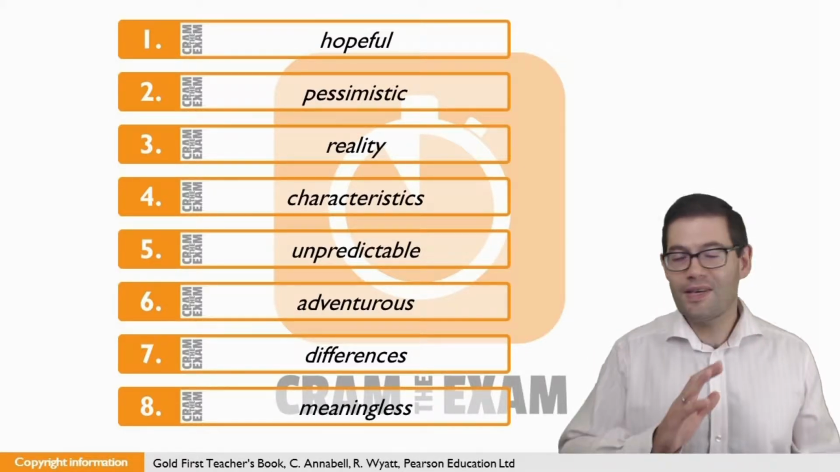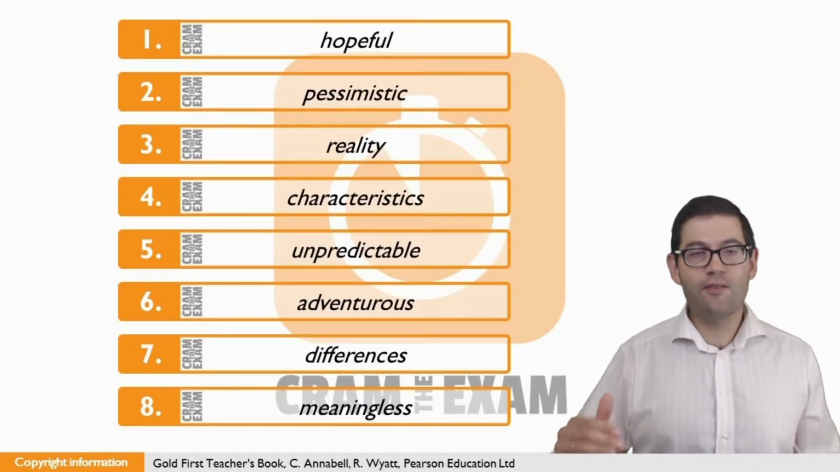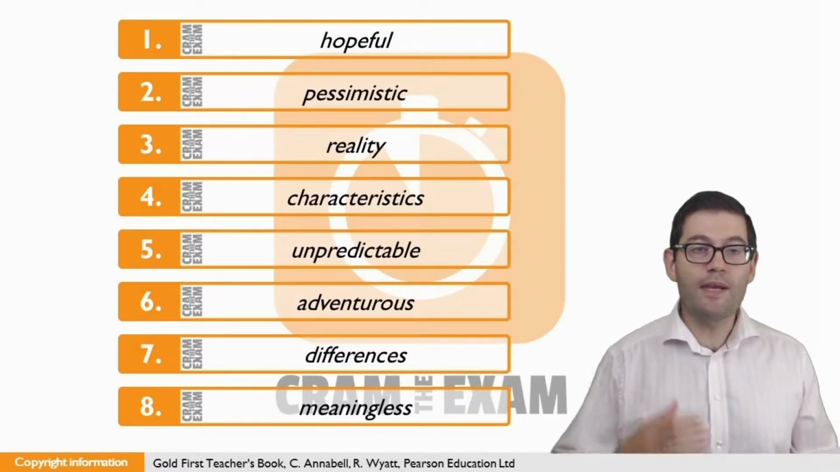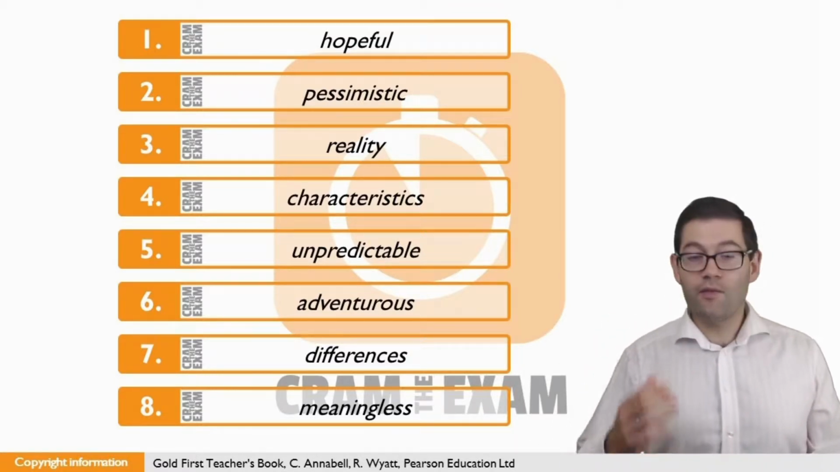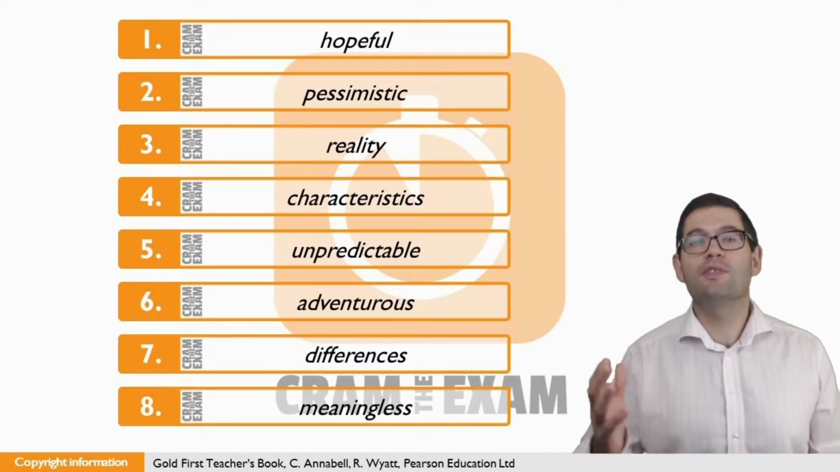For question number 2, exactly the same pattern, more or less, as question 1. We've got a series of words joined by a conjunction, which tells us straight away that we need another adjective here. And if we have a look at the stem word, we can easily form the adjective pessimistic, which is our answer.